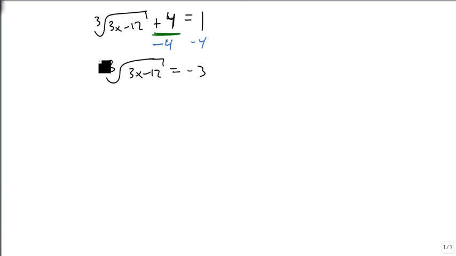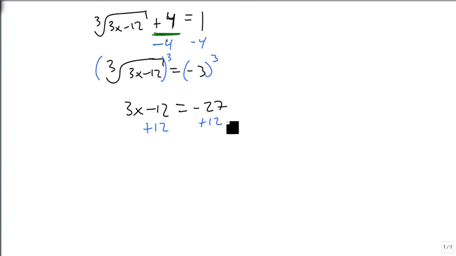Well, now we need to get rid of the cube root, and we do that by cubing. And that gives us 3x minus 12. So when we cube a cube root, it goes away. And minus 3 cubed is minus 27. And now we solve it like we do everything else. We add 12 to both sides. 3x equals minus 15. Divide by 3. You get x equals minus 5.